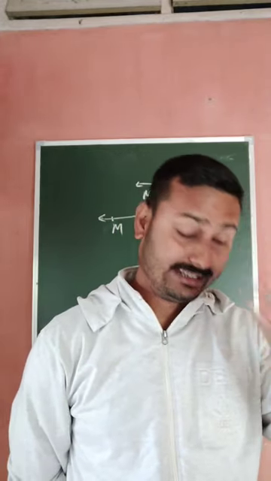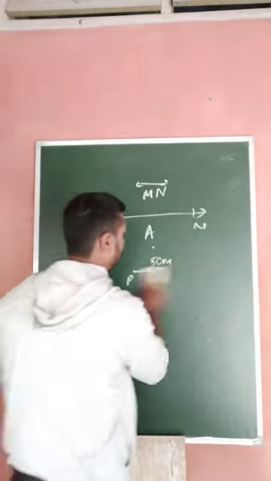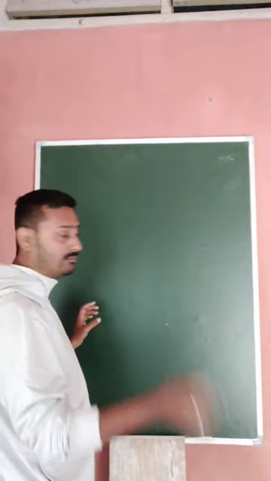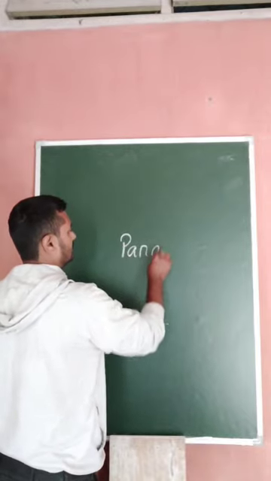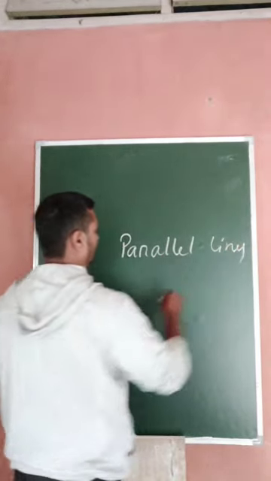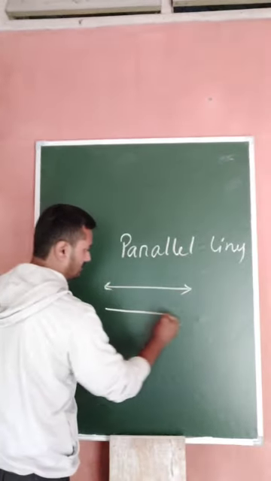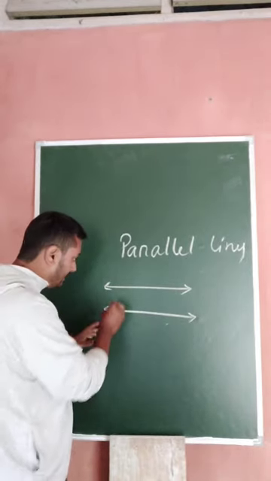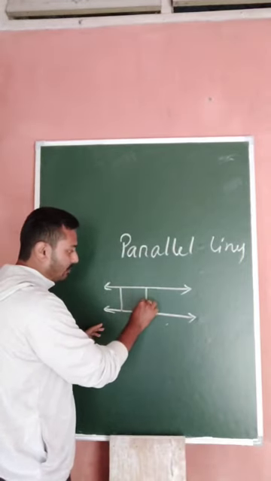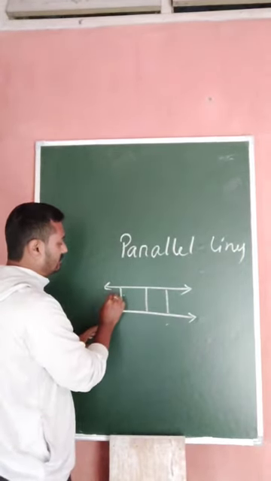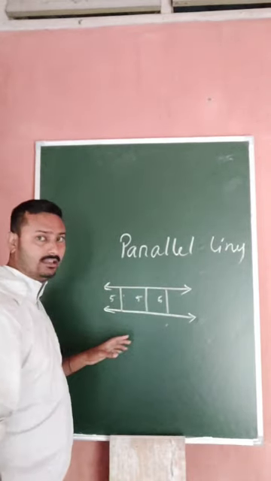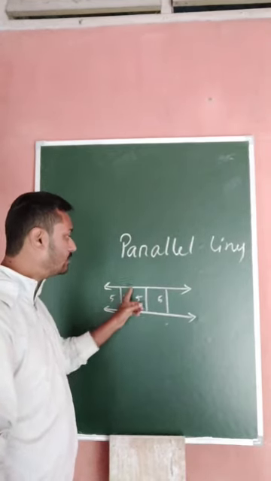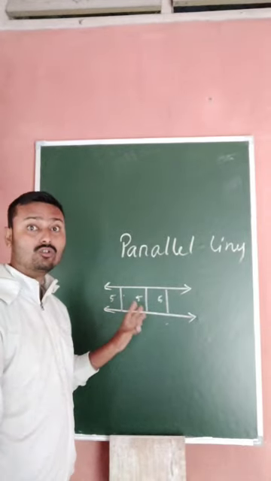Before starting the ray, we are discussing some types of lines. From class 4, all of you heard one word, parallel lines. Parallel means two lines that never intersect each other. Never intersect means if you take the distance between the two lines at any point, anywhere, then it will be the same. Suppose this one is 5 cm.